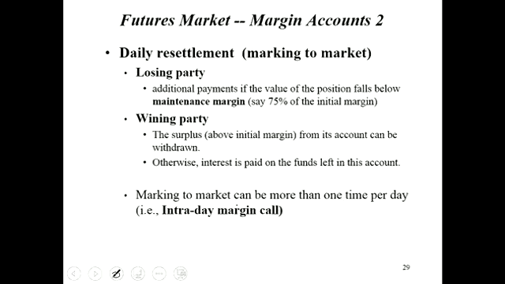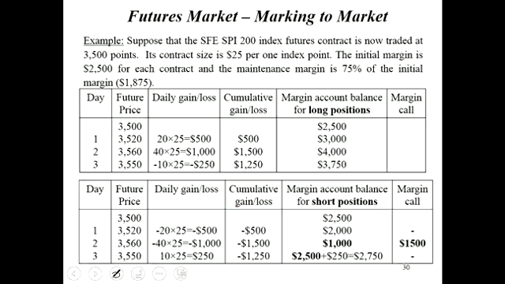So what we'll do, we'll look at this example here. Here's the numbers over here, and there's what's going on. Today's price in this market is at 3,500. This is the stock market index on the Australian exchange, the ASX 200 index.